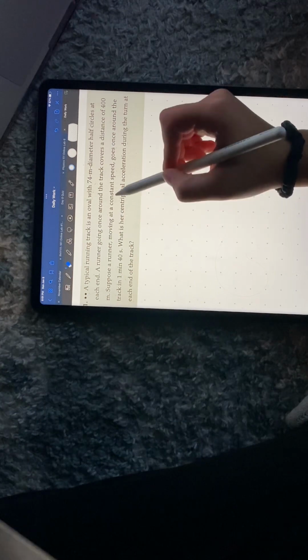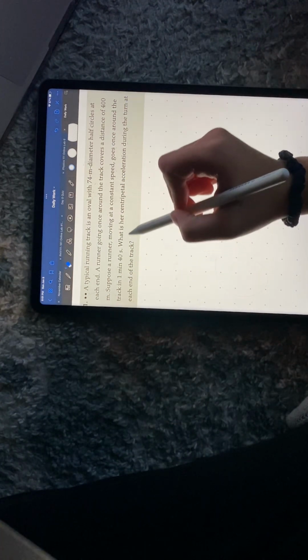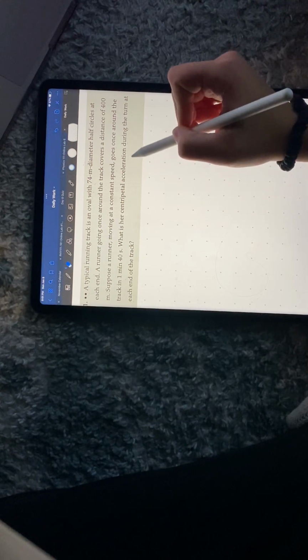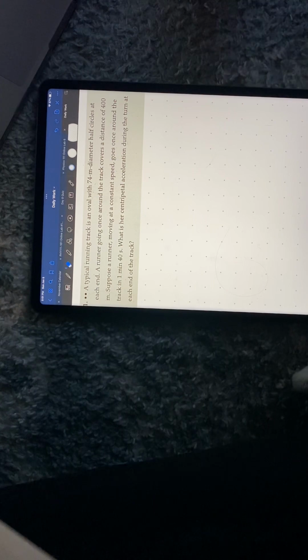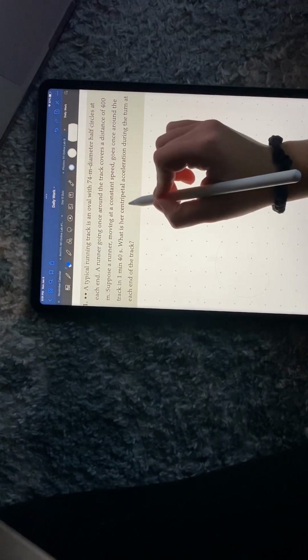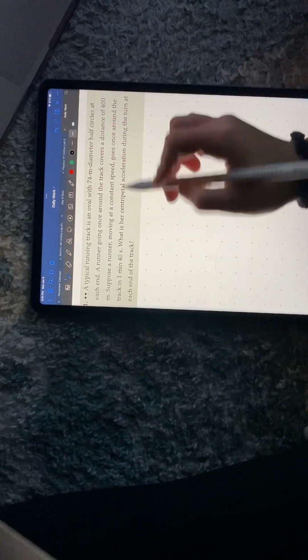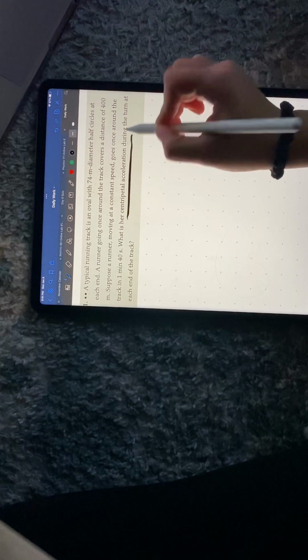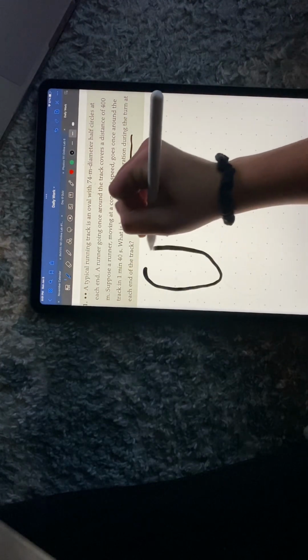Suppose a runner moving at a constant speed goes once around the track in 1 minute and 40 seconds. What is her centripetal acceleration during the turn at each end of the track? So what we're trying to figure out is the centripetal acceleration on the curve.